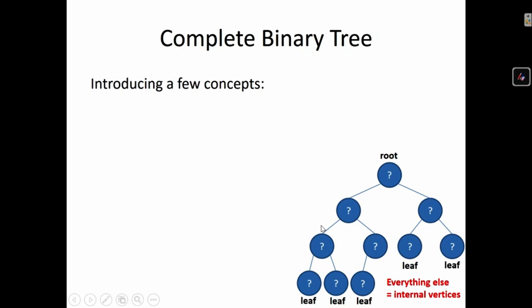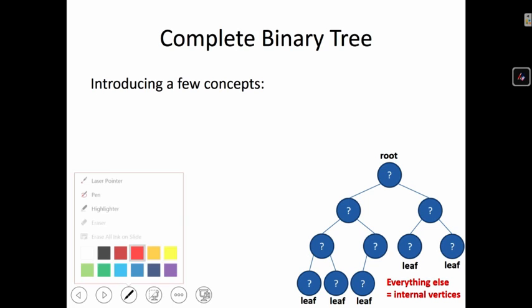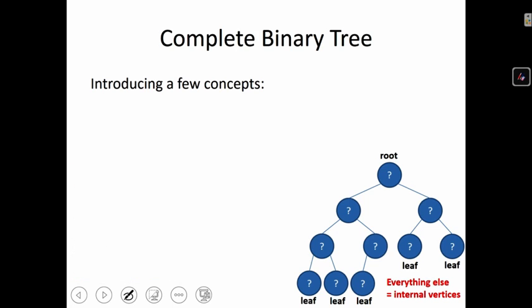In general, an internal vertex has a relationship with other kinds of vertices in your tree. For example, let me look at this one. This is an internal vertex. It is related to one vertex called its parent, which in this case is the one just above it in the tree. So the root here is the parent of this internal vertex.